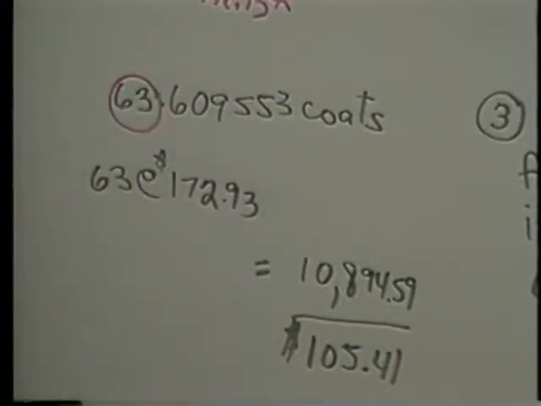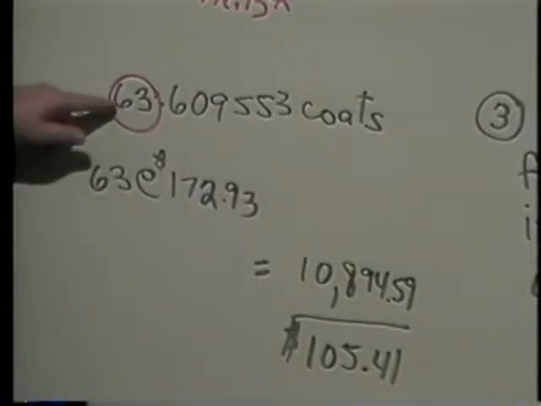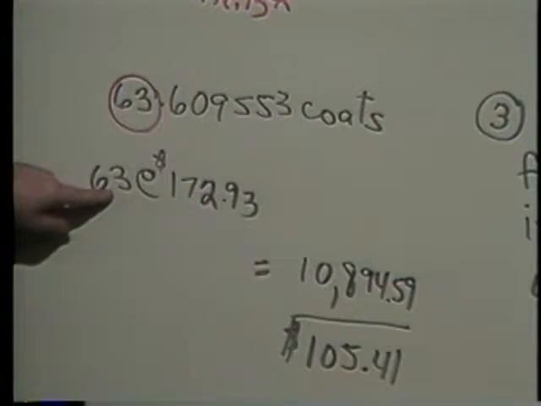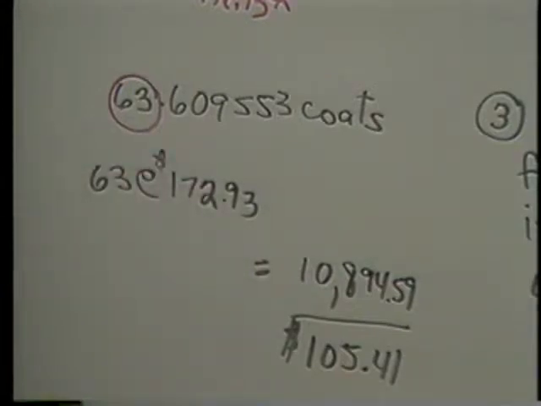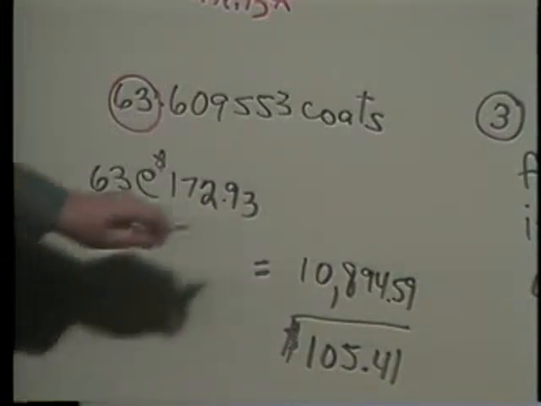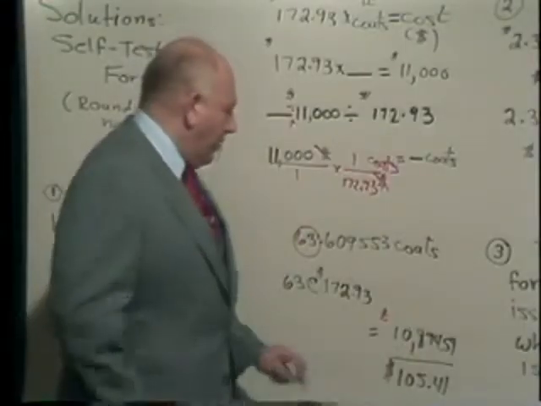You can buy 63 coats and a certain fractional amount left over. Now, if you wanted to find out how much change you had, simply take the number of coats that you could buy, multiply that by $172.93, which you can also do on the calculator. That would come out to be $10,894.59. I'm not going through the calculations now because I assume you can do those on the calculator.